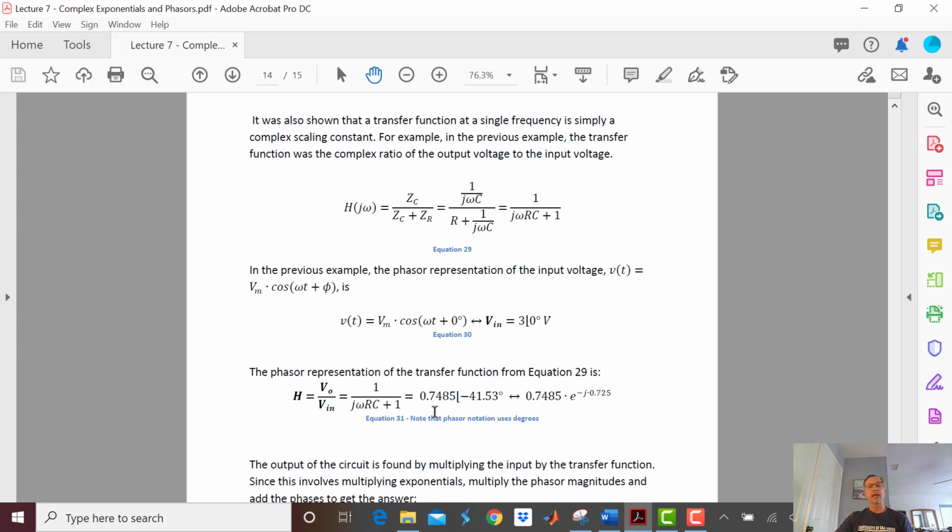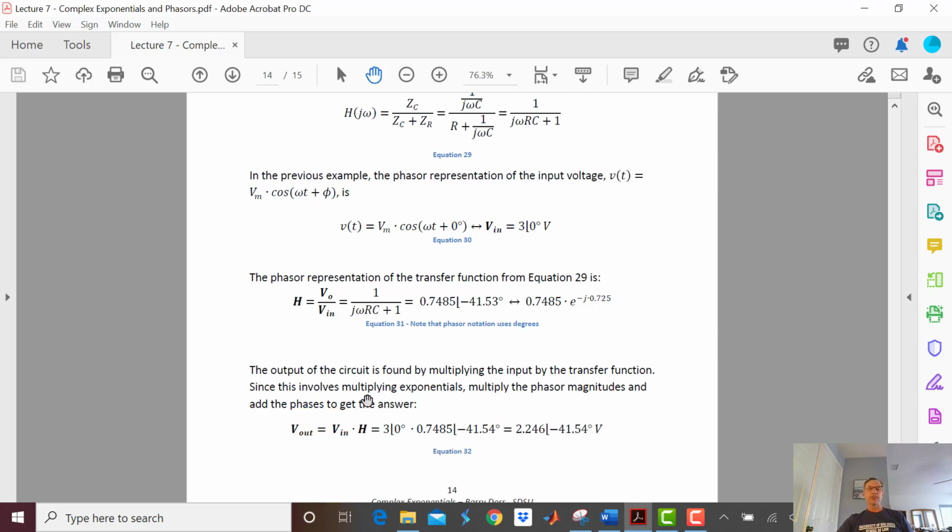Or we can show it like this, 0.7485 at an angle of minus 41.5 degrees. Or if we want, we can call it 0.7485 e to the minus j 0.725. This is probably what you're more familiar with. So now we have a phasor representation of our input. We have a phasor representation of our circuit.